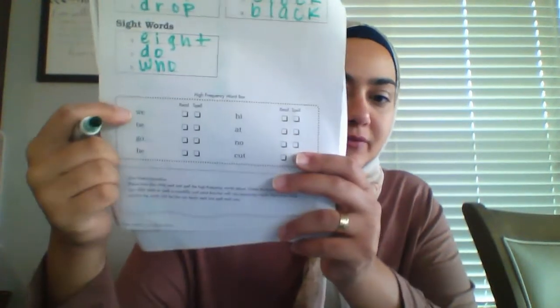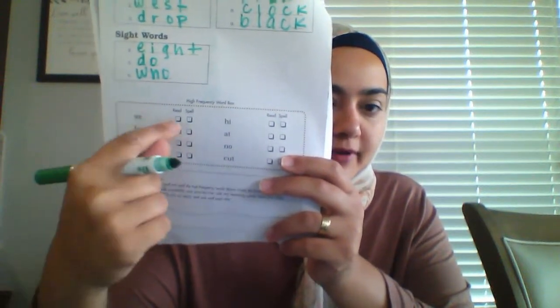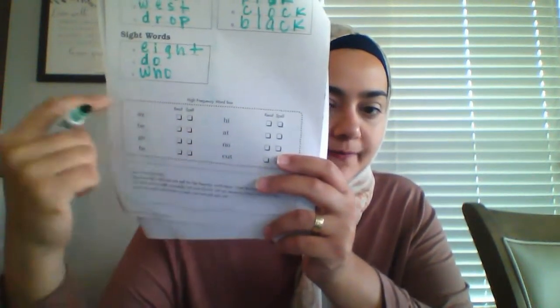Now on the bottom here, we do what we always do. You're going to read the words, check it off, and then spell it. Write the word one time next to it and check it off. And that's that. All right.